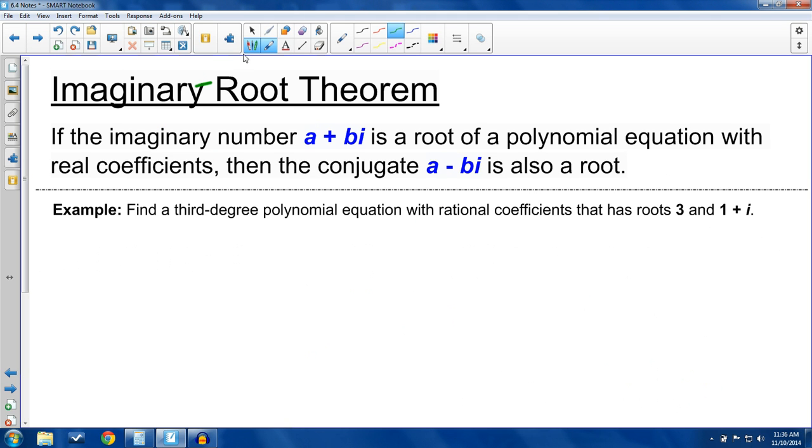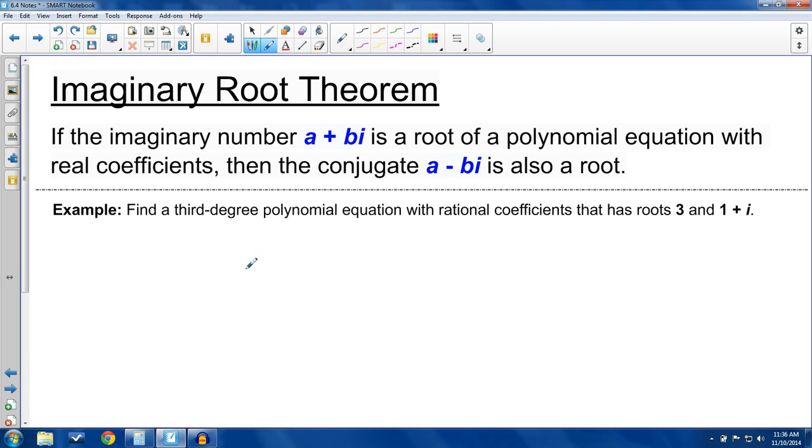Okay, imaginary root theorem. Now, I've actually talked about this one before, but let's make sure the examples come in play for the same exact reasons. If you have a complex number here, or we have a plus bi with that complex number, and it's a root of a polynomial equation with real coefficients, then the conjugate a minus bi is also a root.